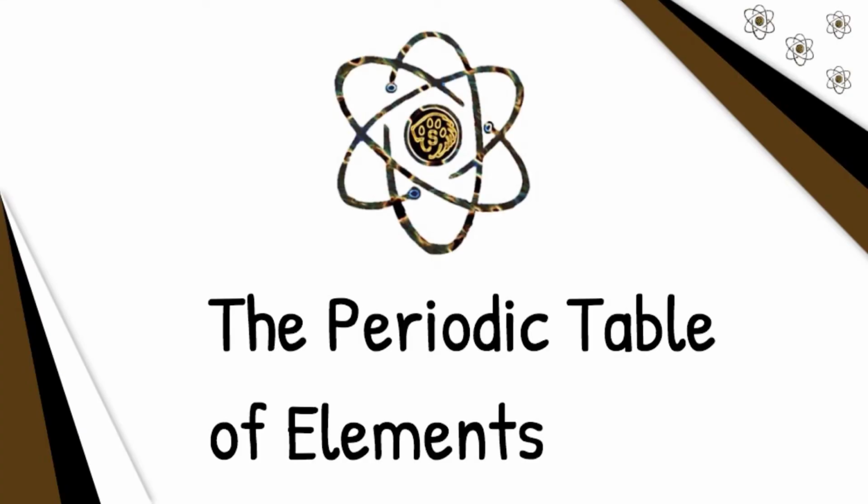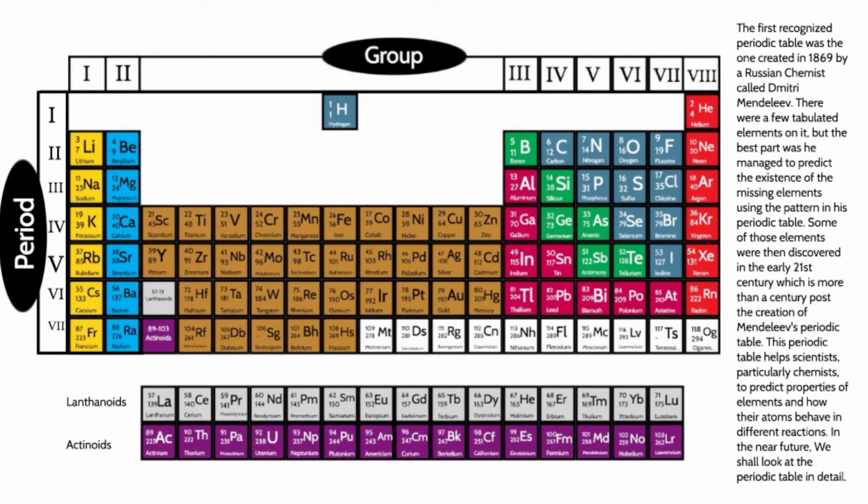Now let's look at the periodic table of elements. The first recognized periodic table was the one created in 1869 by a Russian chemist called Dmitry Mendeleev. There were a few tabulated elements on it, but the best part was he managed to predict the existence of missing elements using the pattern in his periodic table. Some of those elements were then discovered in the early 21st century, which is more than a century post the creation of Mendeleev's periodic table. This periodic table helps scientists, particularly chemists, to predict properties of elements and how their atoms behave in different reactions. In the near future, we will look at the periodic table in detail.